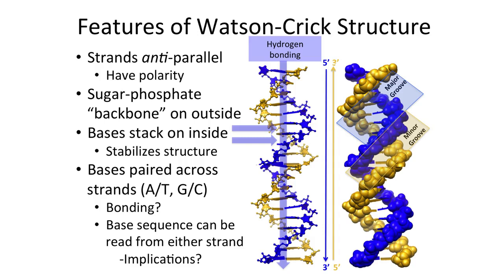Also, you can read the sequence from either strand, because if you know the sequence of one strand, you know the partners in the other strand. The implications of this pairing were obvious to Watson and Crick, and you can read their one-page report. You will see that they were quick to imply that this suggests how DNA might be copied.